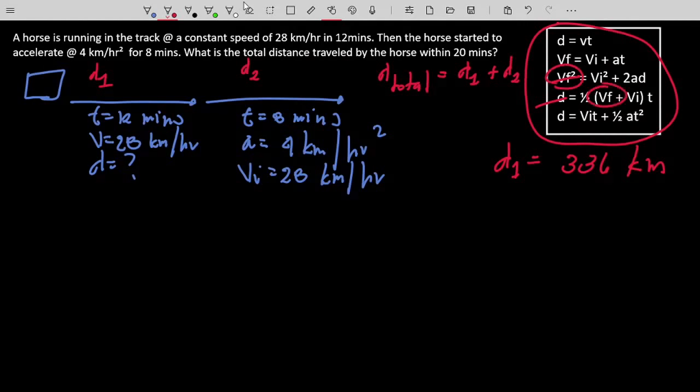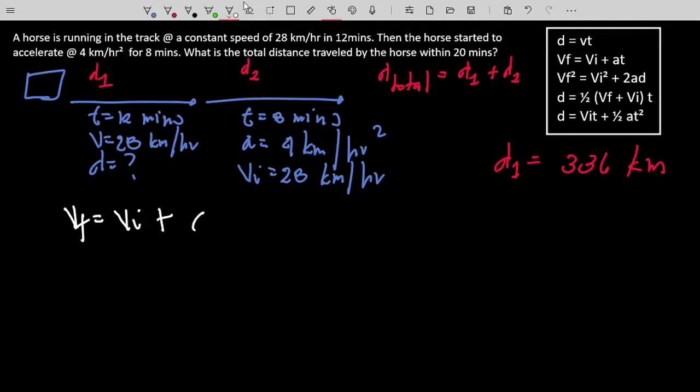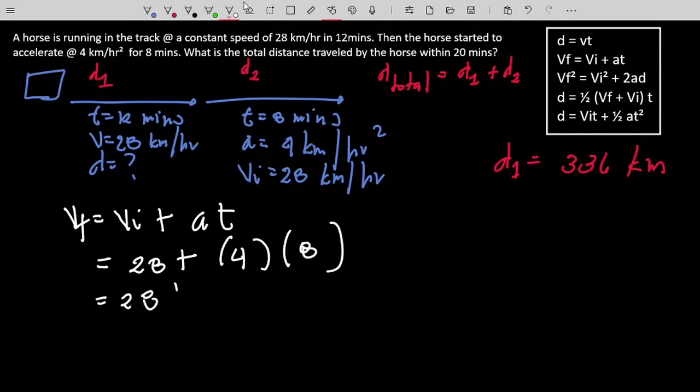Therefore, we have to find first the value of final velocity using this formula. Now again, final velocity is equal to initial velocity plus acceleration multiplied by time, where final velocity is what we are trying to look for, and initial velocity is 28 plus acceleration is 4 multiplied by time is 8. Now 28 plus 4 multiplied by 8 is actually equal to 32. So 28 plus 32, then you should have the value of 60. So therefore, our final velocity is actually equal to 60 kilometers per hour.